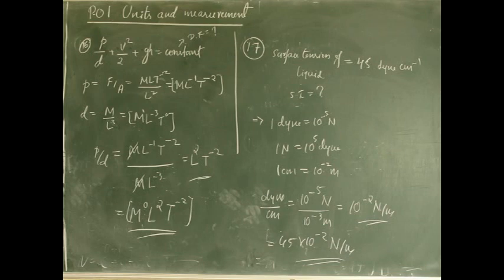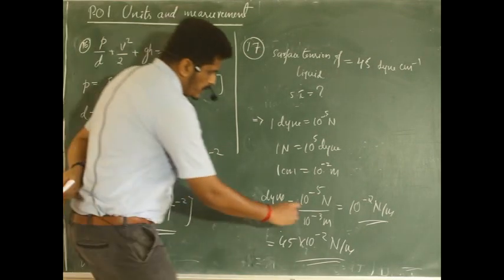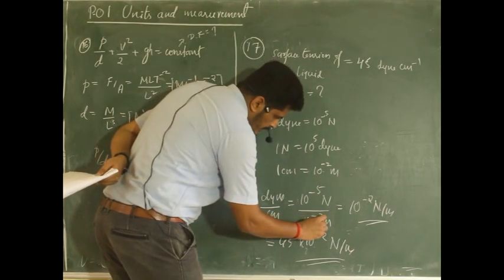So 45 means how much? So we have to shift the decimal place. So this will be somewhere around 10 power minus 3 we got already, yes, correct. So 10 power minus 2, sorry, here 10 power minus 2 meter, sorry for that, okay.